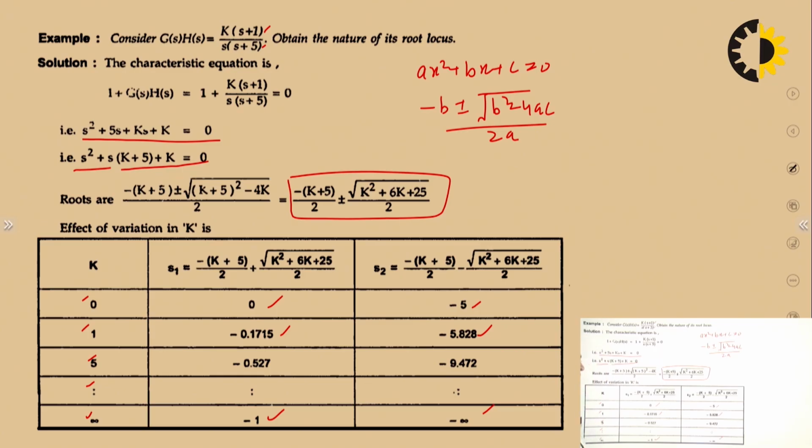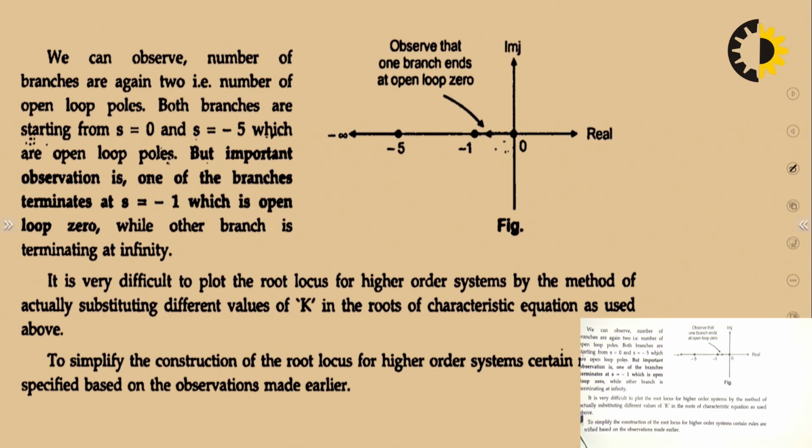So now again we will plot it. Okay, so we will plot it. We can see this is basically the root locus: 0, minus 1, minus 5 and minus infinity. So we can observe the number of branches are again 2, that is the number of open loop poles.